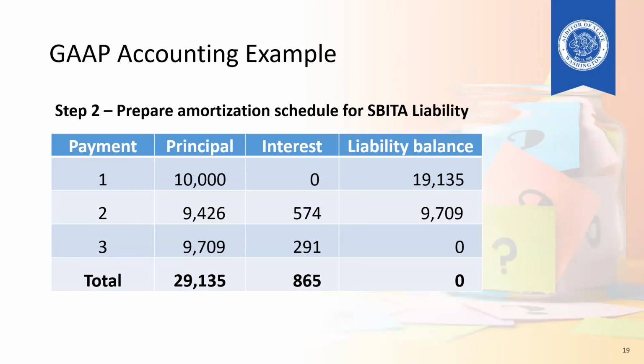So now that we have that present value of the SBITA payments, we can prepare our amortization schedule for the SBITA liability. Our first payment here, 100% of it goes to the principal since it was made on the first day of the SBITA term. No time has passed, so no interest has accrued on the first payment. We then calculate the principal and interest amounts for the next 2 payments. We will use this amortization schedule to help prepare our journal entries.